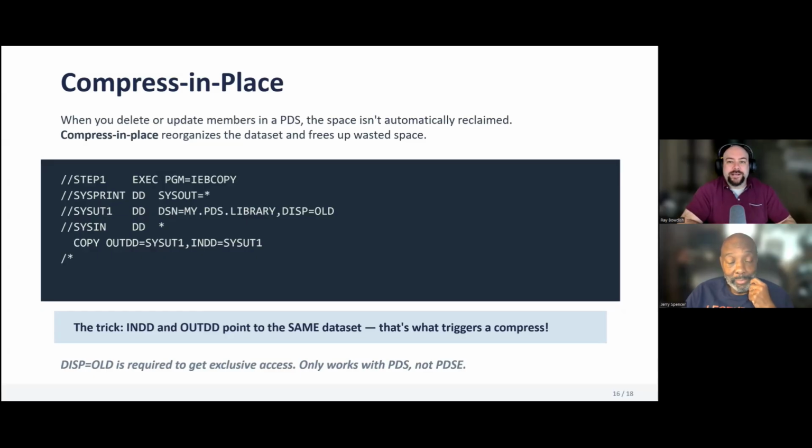Quick little ISPF tip. If you're in a data set and it tells you you've run out of space and it's a PDS, you can actually just back out, and at the line command next to the data set name, just type the letter Z, and it'll compress right then and there for you. I'm guessing it just invokes IEBCOPY under the covers. Yes. But yeah, that's a fun little trick. So you don't have to go back and find a compress JCL member somewhere.